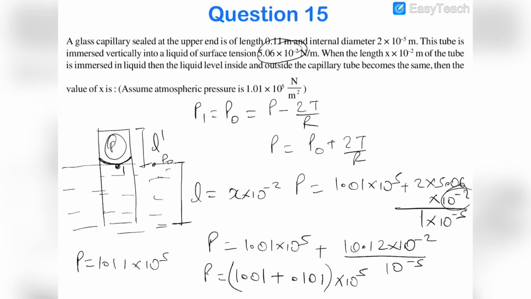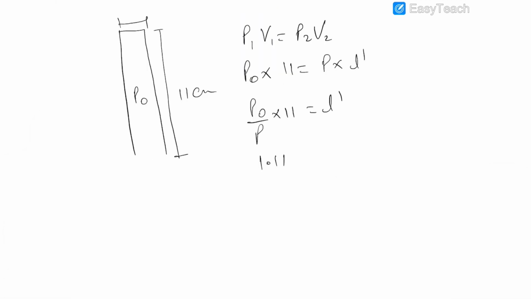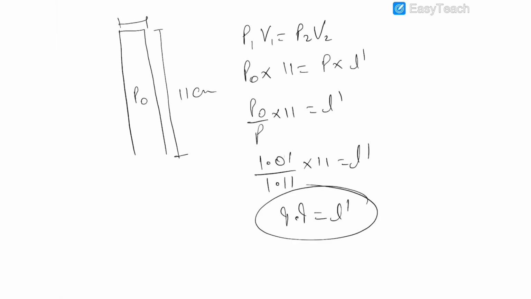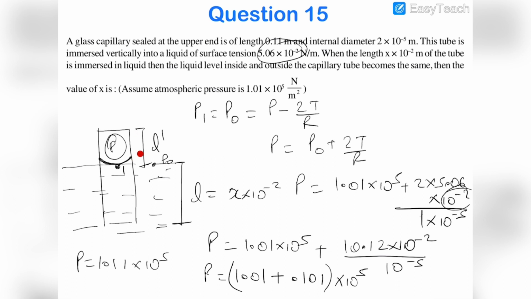Now P is 1.11 and P naught is 1.01. So 1.01 divided by 1.11 into 11 is equal to L dash, and 1.01 divided by 1.11 is 0.9, and 0.9 into 11 is 9.9. So the length which is outside this liquid is 9.9. So the length which is immersed in the liquid will be 1.1.